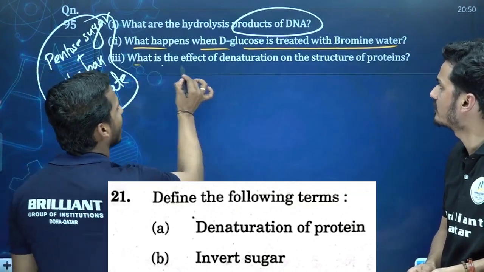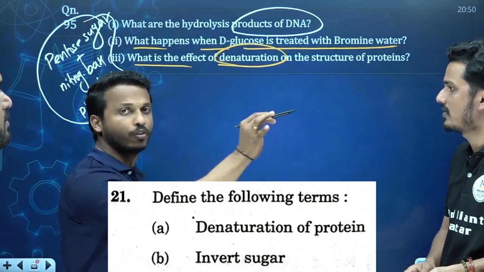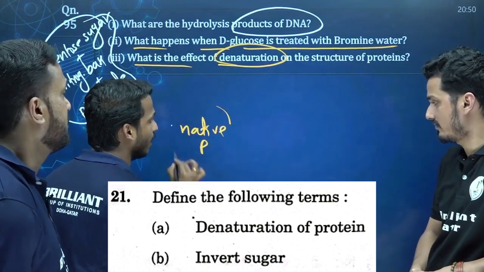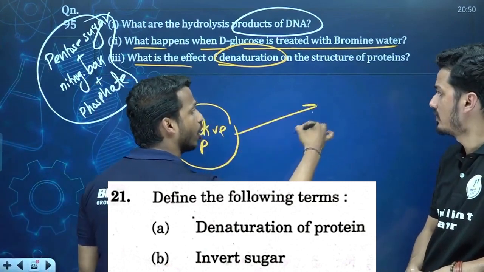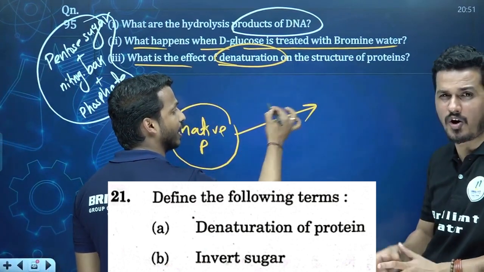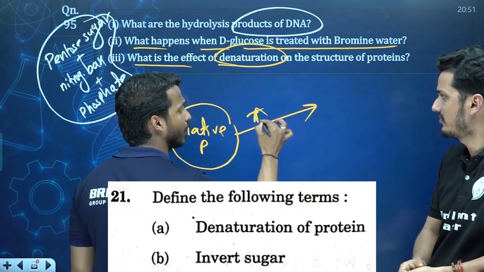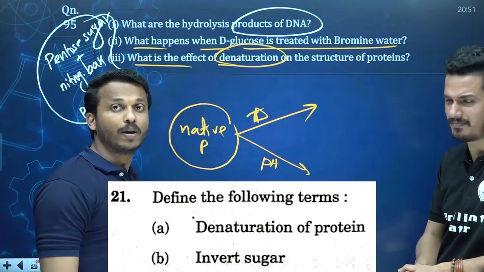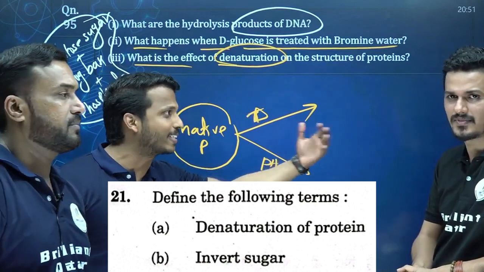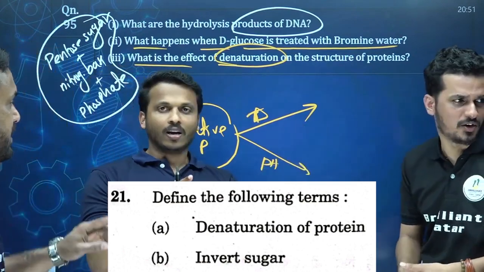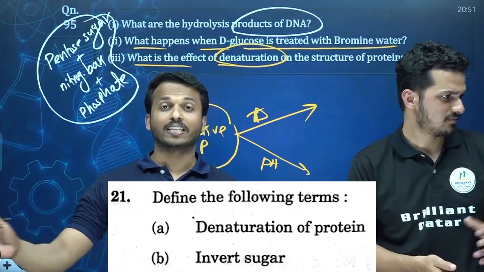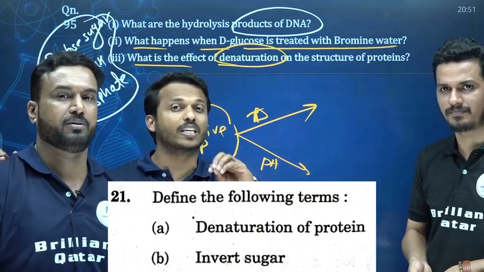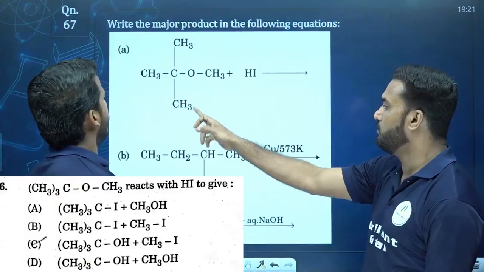What is the effect of denaturation is one of the expected questions. You know there is a native protein. When this native protein is subjected to high temperature, heating, or a change in pH, any chemical change like change in pH, it becomes denatured. And what changes happen? It retains the primary structure, and the secondary and tertiary structures are completely destroyed. It loses its biological activity.